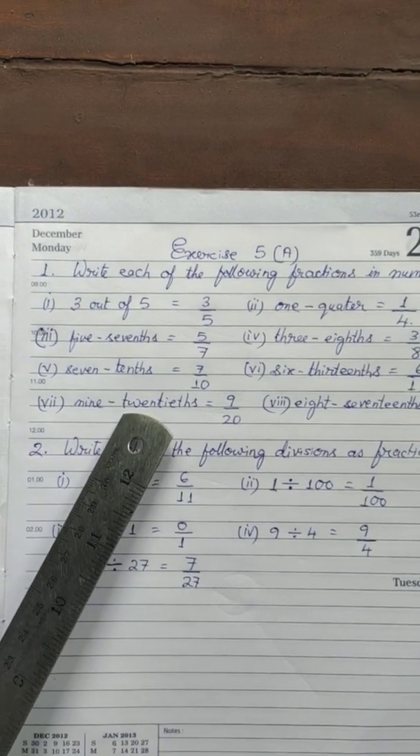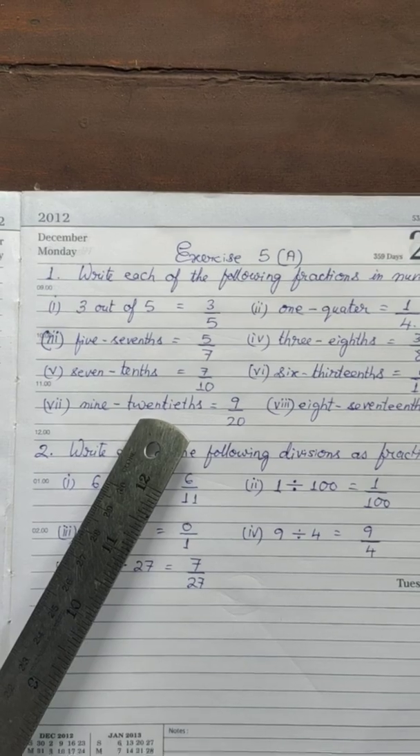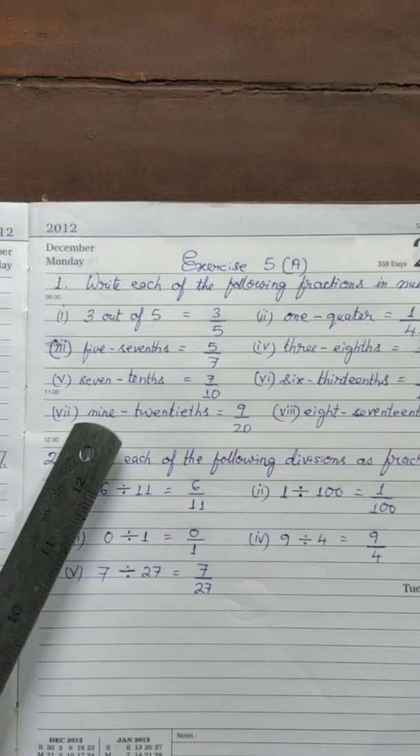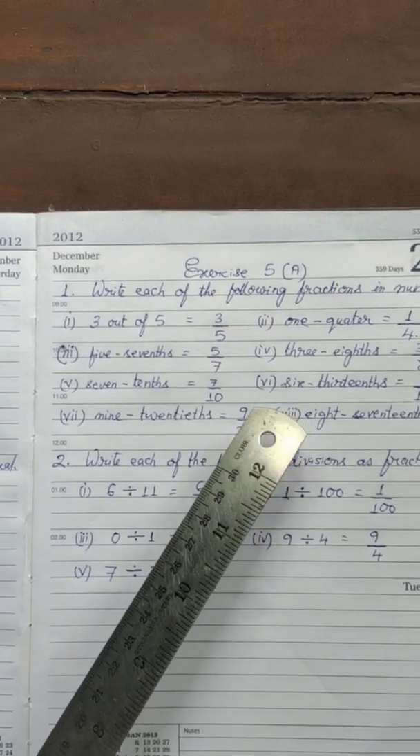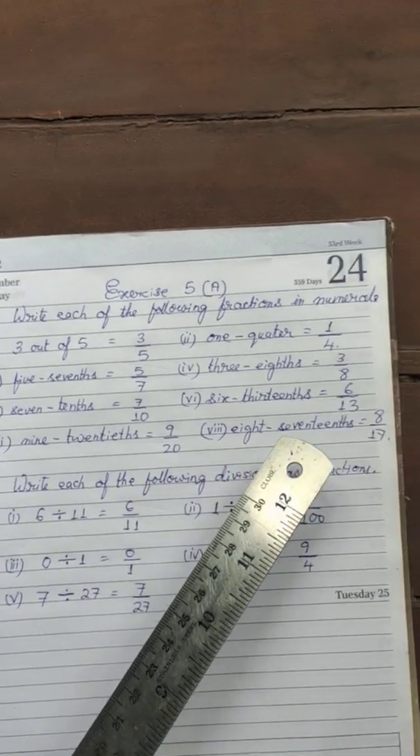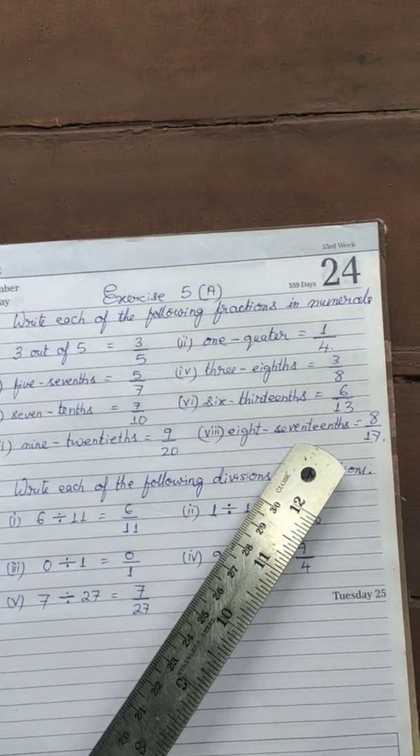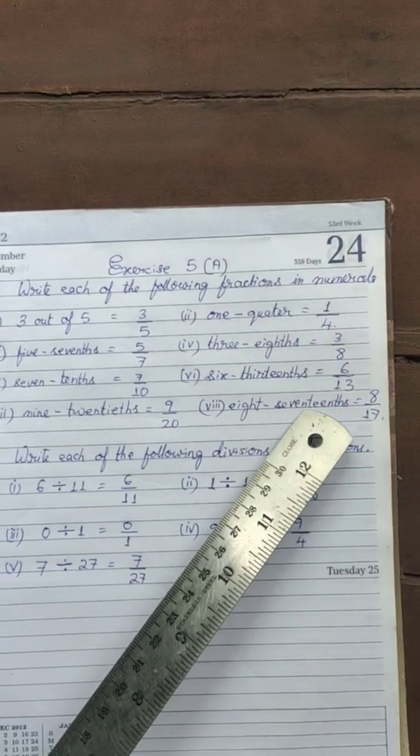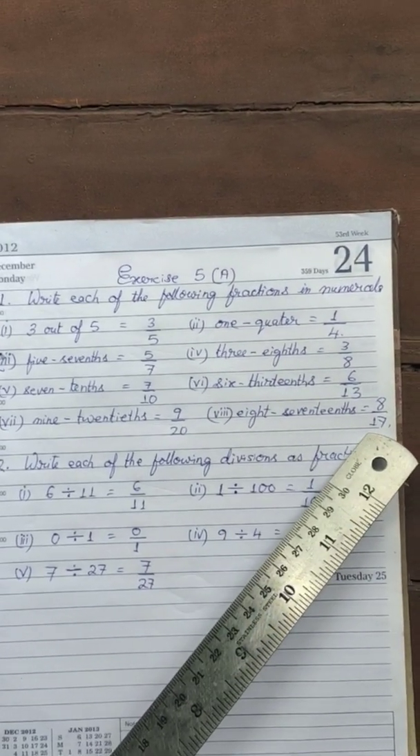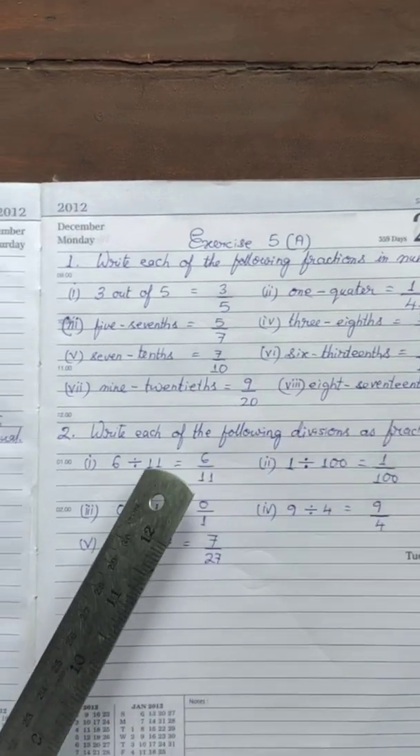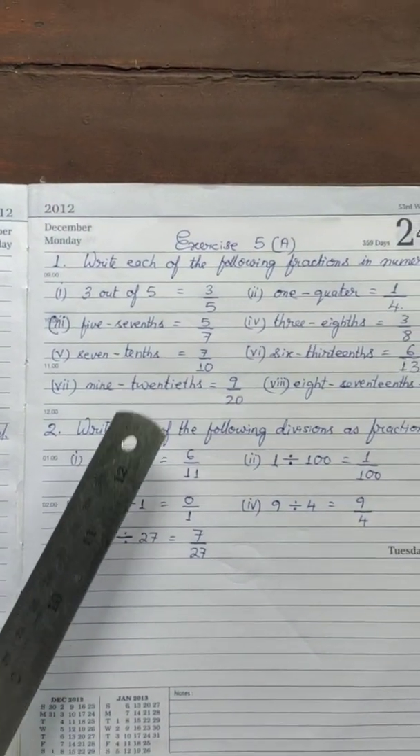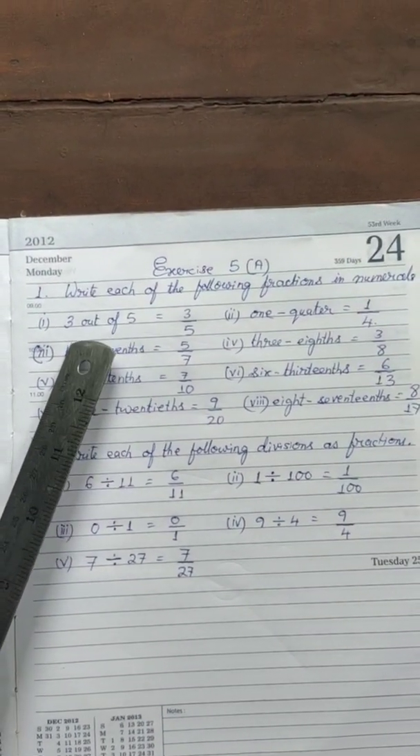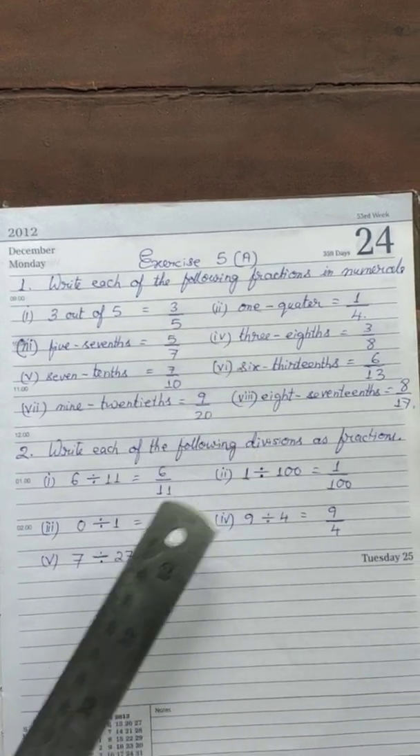9 20ths, so 20 will be down, and since 9 is first, 9 will be on top. So 9 by 20 is the fraction. 8 17ths, here 8 is first, so 8 will be written on top. 17 is there later on, so 17 will be at the bottom. So these are the fractions from their sentence to numeral form.